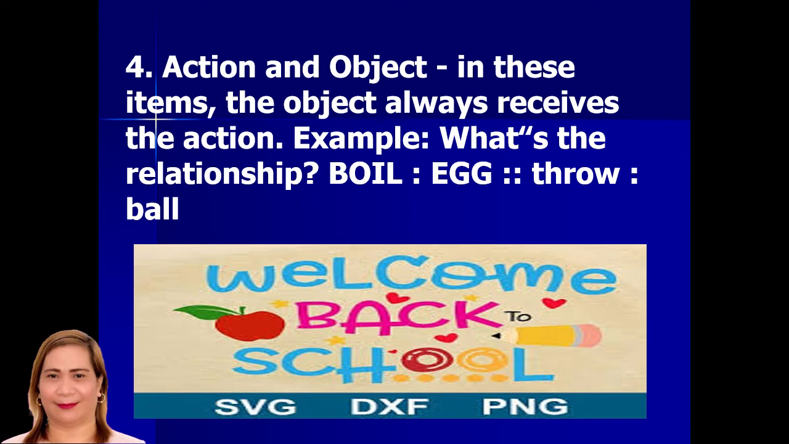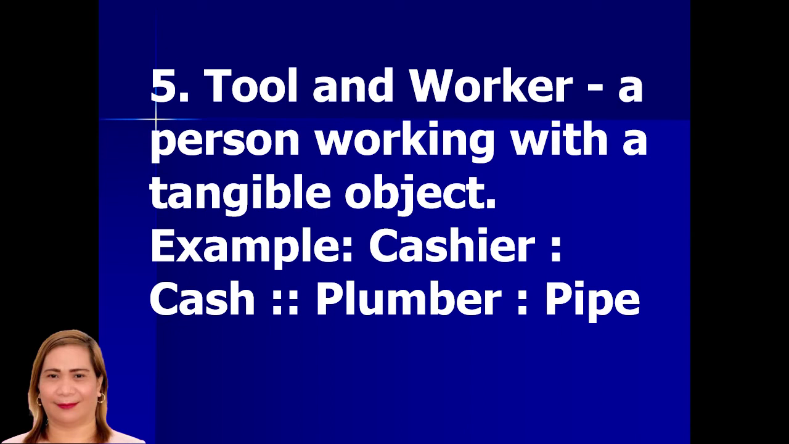Okay? So the fifth one is we have tool and a worker. This time, a person working with a tangible object. We have the given example. Cashier is to cash, plumber is to pipe. So the tool and the worker is being emphasized here.